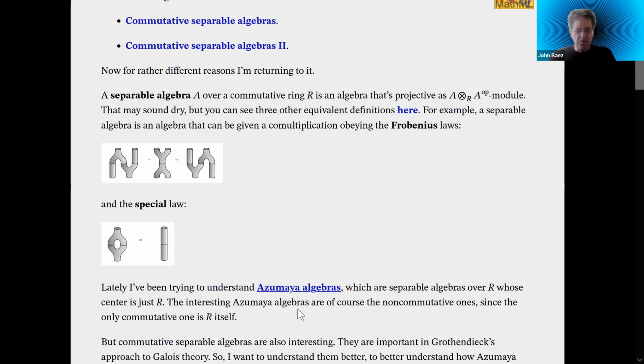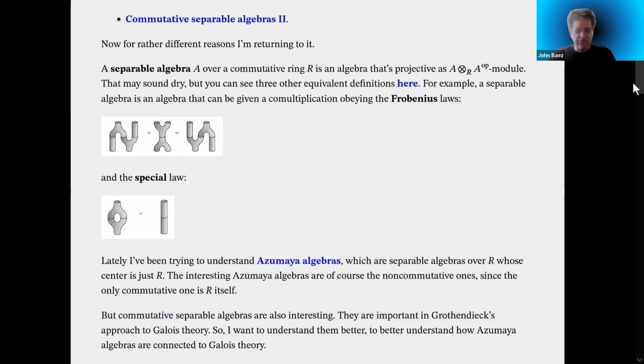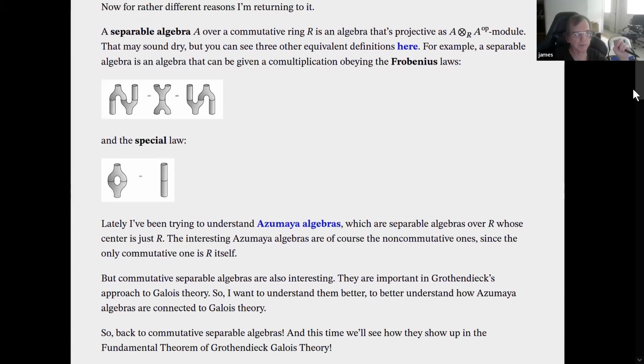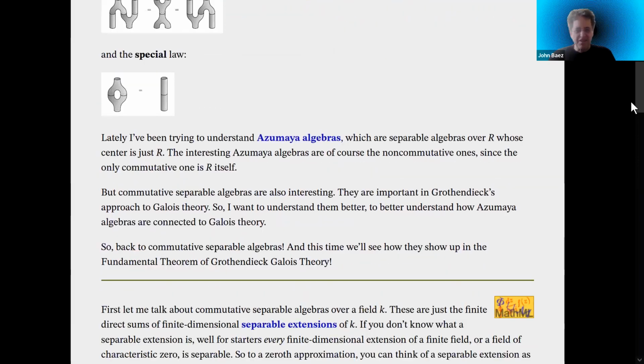So I decided to move away for a little while from the central separable algebras, which are Azumaya algebras, to the commutative ones. And then I ran into this thing that people call the fundamental theorem of Grothendieck-Galois theory, that you may know much better than me. Go ahead. But which I still want to tell you about. Okay.